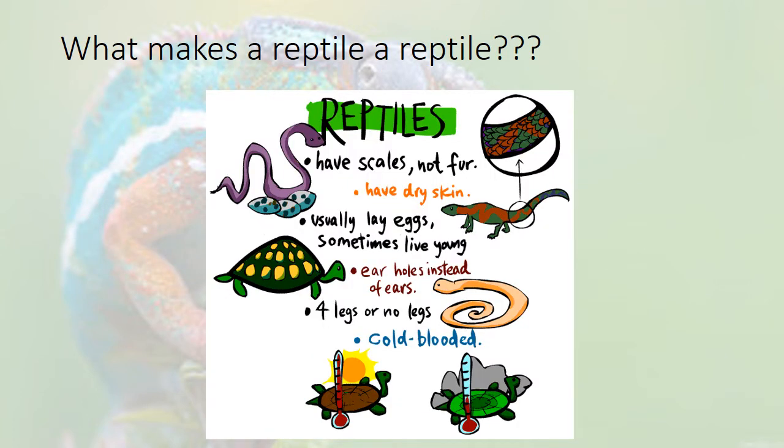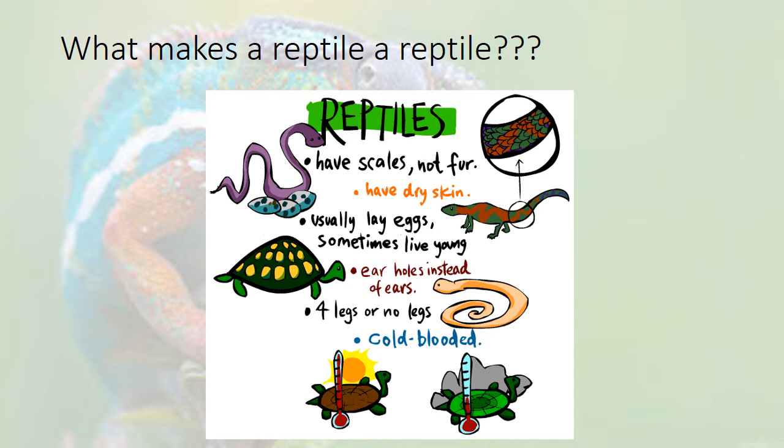So what makes a reptile a reptile? Well, they have scales, not fur or feathers. Their skin is dry, especially compared to that moist skin of the amphibians. Most of them lay eggs, but sometimes they bear live young. Instead of actual ears, they just have ear holes. They either have 4 legs or no legs at all, and if they have legs, their stance is more upright than the amphibians. Amphibians will drag their bellies on the ground a little more, whereas reptiles are propped up more.